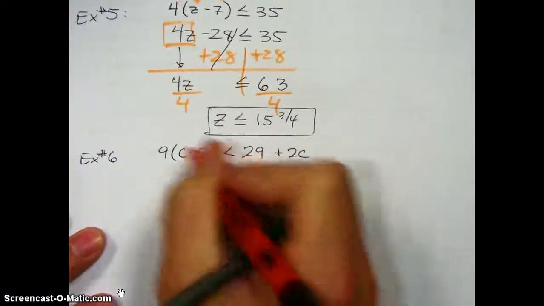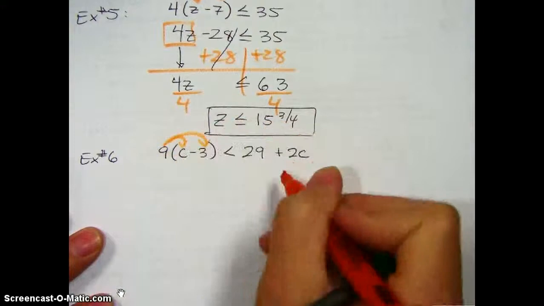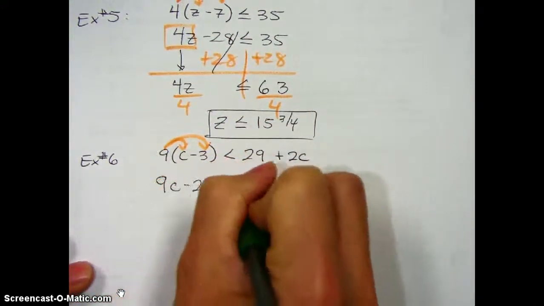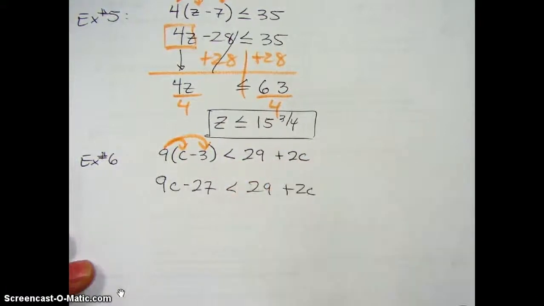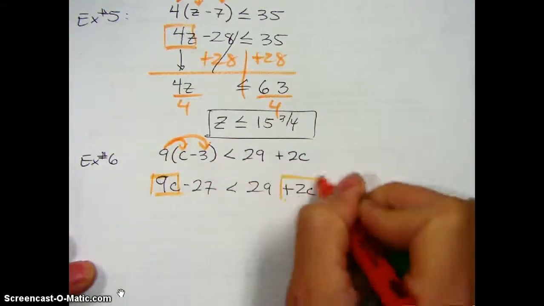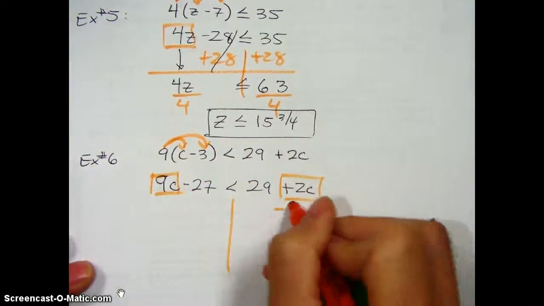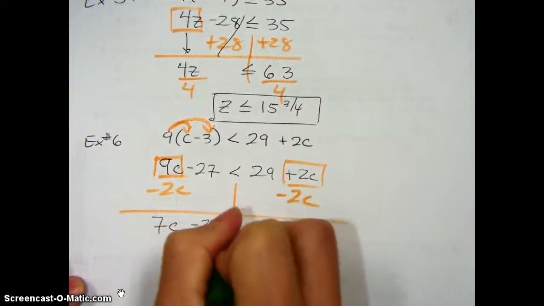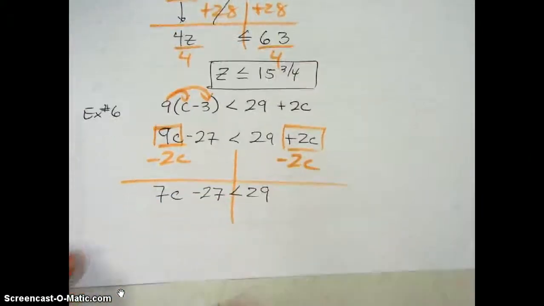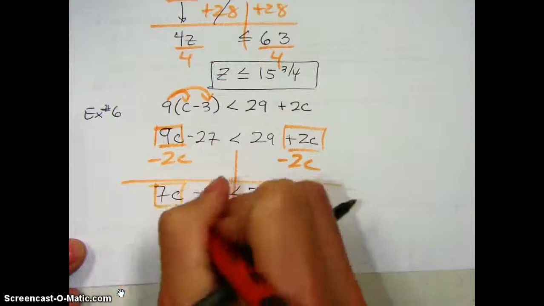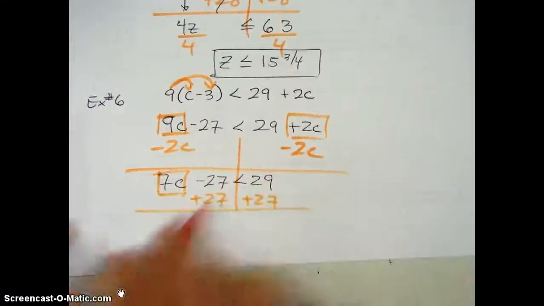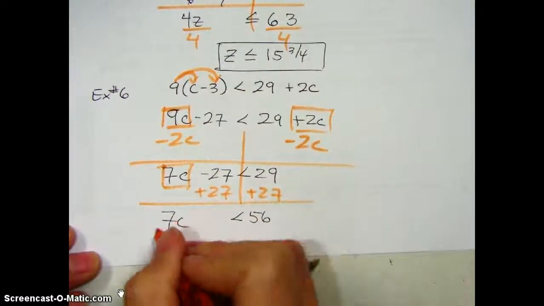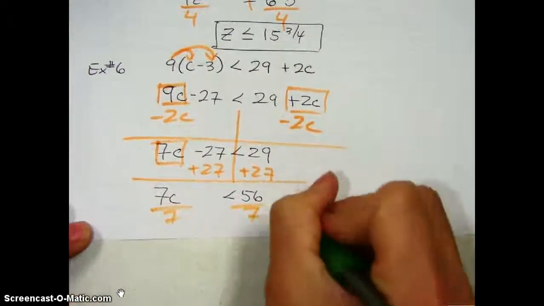Last but not least, what happens when I have both parentheses and variables on both sides? Well, just take one step at a time. I get 9c minus 27 is less than 29 plus 2c. I've got variables on both sides of the inequality. So I'm going to decide to subtract 2c on both sides. That gives me 7c minus 27 is less than 29. I'm going to now notice that I can add 27 to both sides. I get 7c is less than 56. And last but not least, divide by my coefficient, and I get c is less than 8.